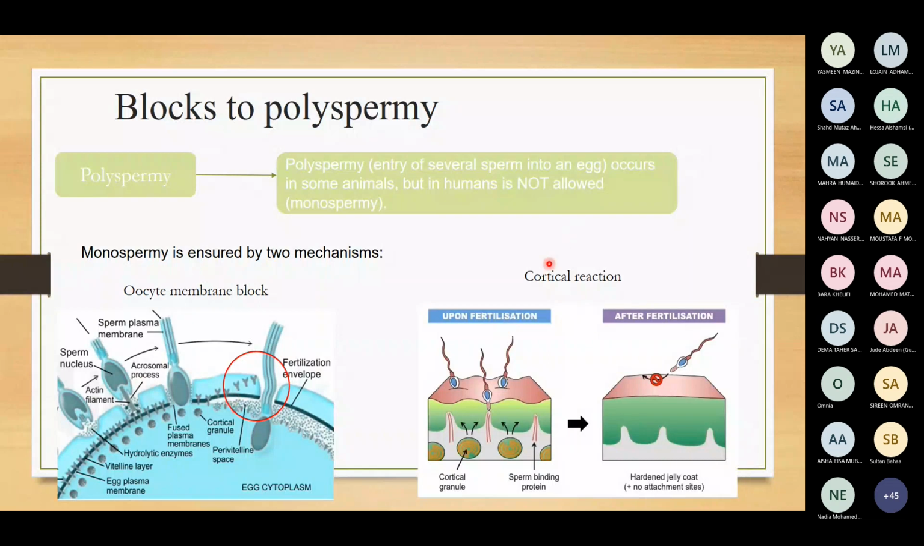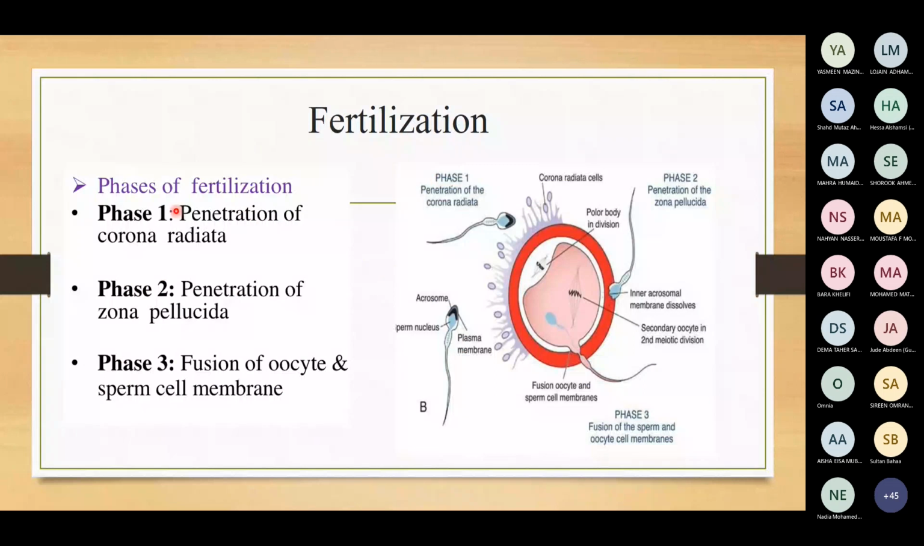The second reaction is the cortical reaction. Basically, when the sperm binds to the egg, we're going to have granules that will be released into the zona pellucida, and they're going to make it tough. They're going to make it really strong so that no sperm can bind to it. Even with all the acrosomal enzymes and all of the help it's getting to try and digest the zona pellucida, it's not going to happen because it became such a tough layer. Those two mechanisms ensure that we have monospermy, only one sperm, and that's it for the fertilization part.